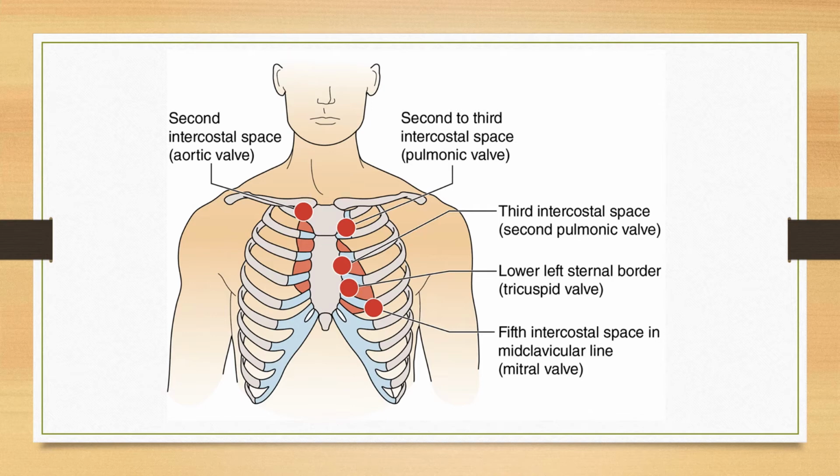We would typically listen to Erb's point, which is kind of what they're saying is that second pulmonic valve, which is the ape, and then to man, tricuspid, and then mitral. So mitral is like that mid-clavicular line. So in larger breasted females, sometimes you even have to get up underneath the breast.